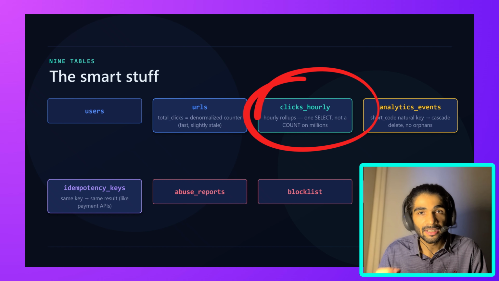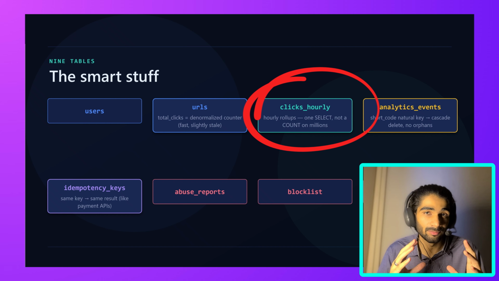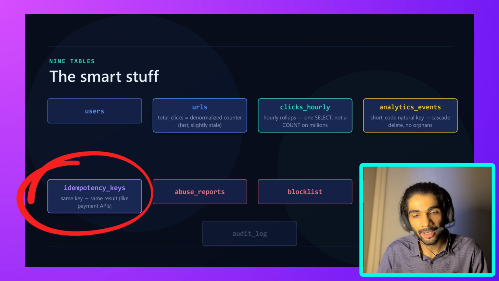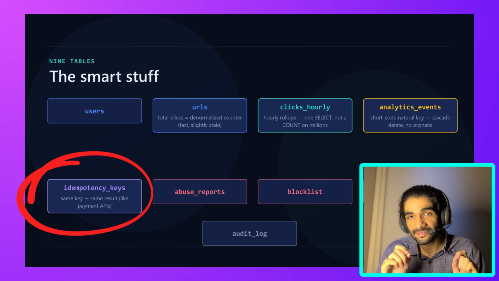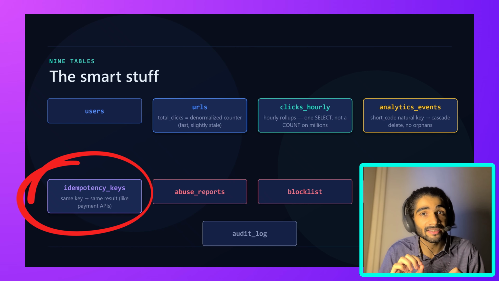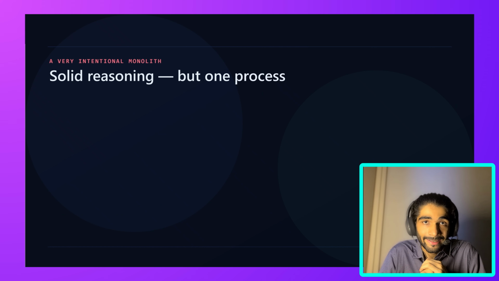It's an aggregated table. A Celery worker runs every hour, collects all the raw click events and places them in beautiful hourly buckets. So if you want to see how many clicks your link got on Tuesday, it's just a select query, not a count on a million rows. And this table right here, idempotency keys. If you send the same create URL request with the same key, you get the same response. No duplicate links. This is how payment APIs usually work, but in this case we are using it for link creation.